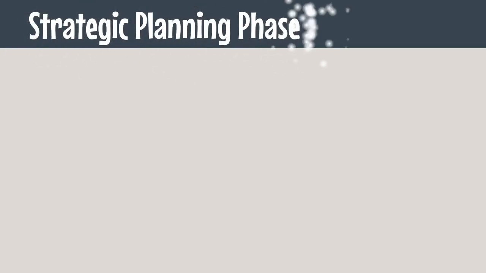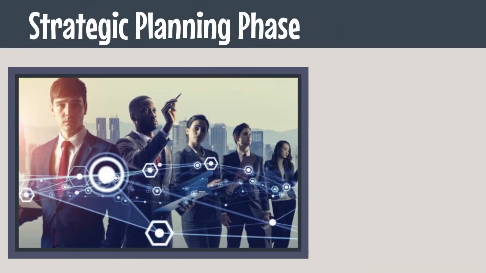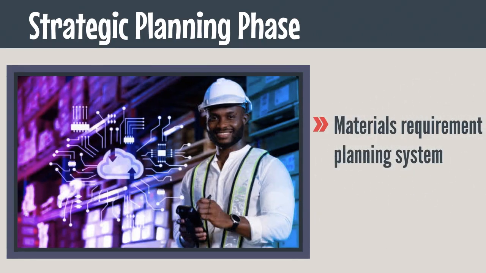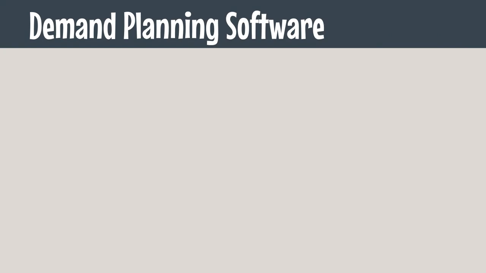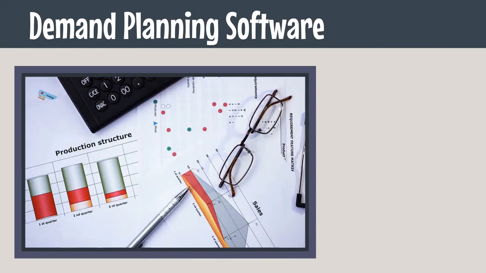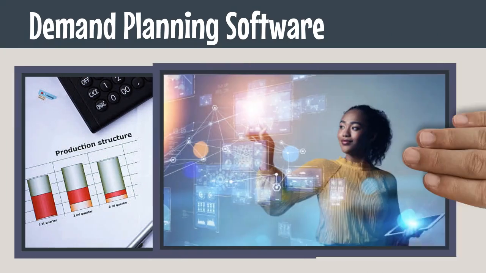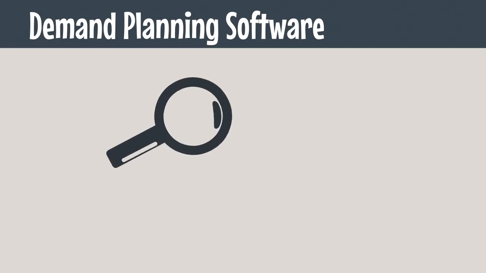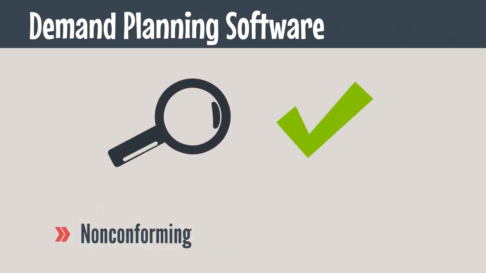In the strategic planning phase, supply chain stakeholders use technologies that allow manufacturers to receive orders and enter them into a materials requirement planning system, which gets sent to the supplier. Demand planning software enables the company to get simplified analysis. The technologies used in demand planning can detect and correct non-conforming data and analyze historical data to make better forecasts.